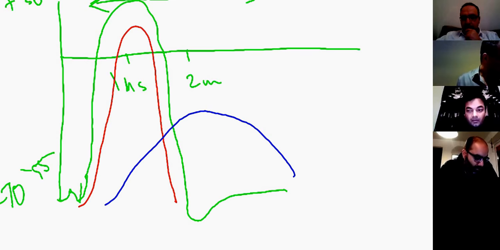So, can anyone tell me why it's so important to know about the threshold for conduction? Is there any clinical application to that threshold?